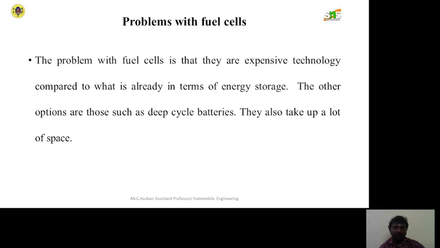Problems with fuel cells. What type of problems will arise in fuel cells? Fuel cells are a responsive technology compared to what is already available in terms of energy storage. The other options are deep cycle batteries, and they also take up a lot of space.